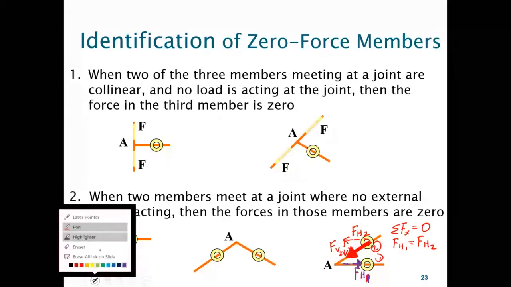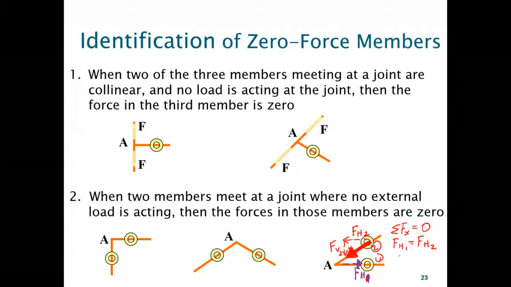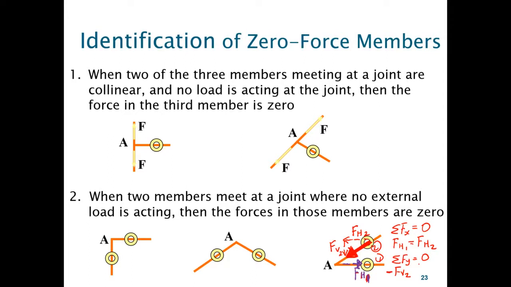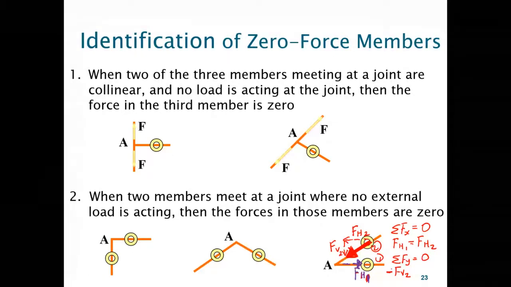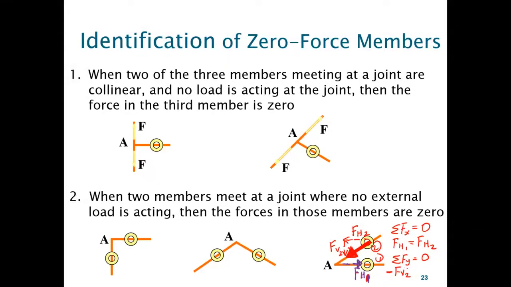Then if I look at the vertical reactions, the sum of the vertical reactions also has to equal zero. So I have F_V2, and in this case I have it going down, so it's a minus F_V2. I then have nothing else in there, equals zero. Okay, so no other force in that system. I've only got one vertical force that's equal to zero.